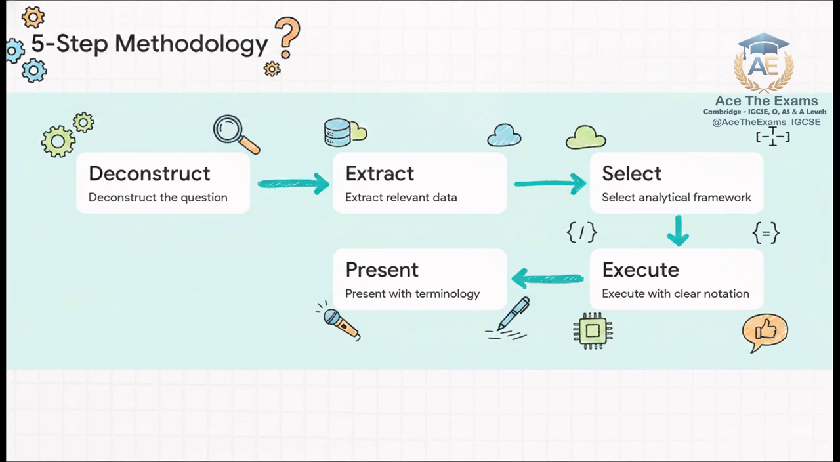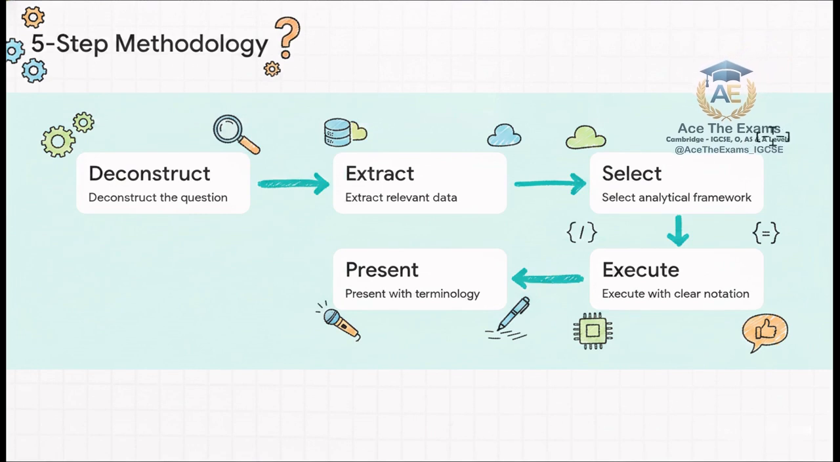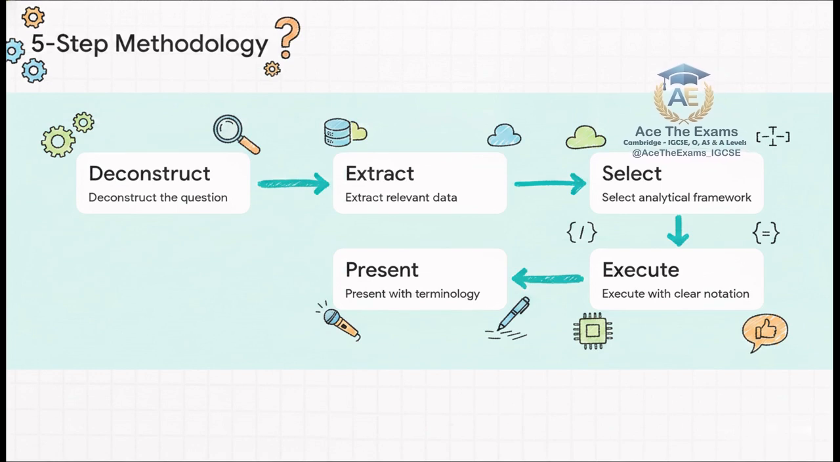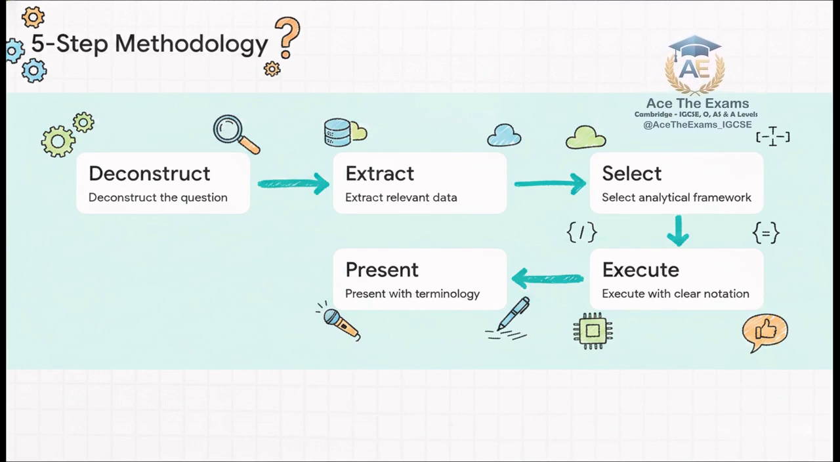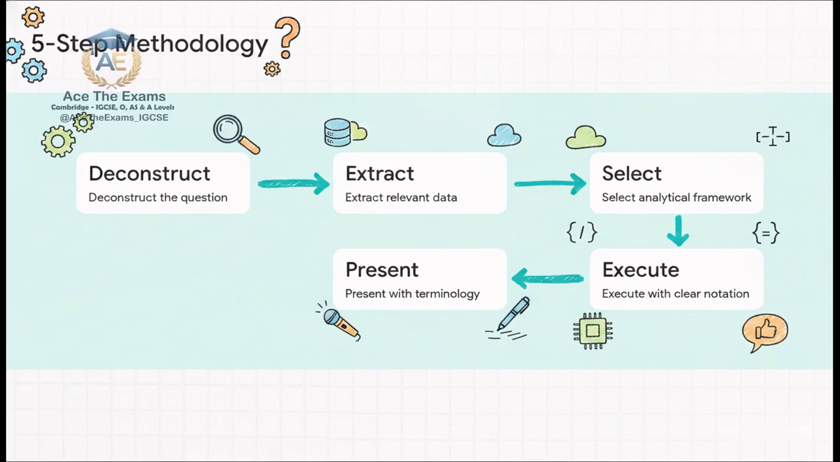We're going to mentally rewrite Alex and Sam's flawed answers right now, turning those red pen marks into green check marks. Step 1. Deconstruct the question to identify the command word and the subject. Is it asking you to describe, explain, or evaluate? Step 2. Extract relevant data from the scenario. Step 3. Select your analytical framework. This is where your Peel structure locks in. Step 4. Execute with clear logical notation. Step 5. Present with precise, accurate computer science terminology.